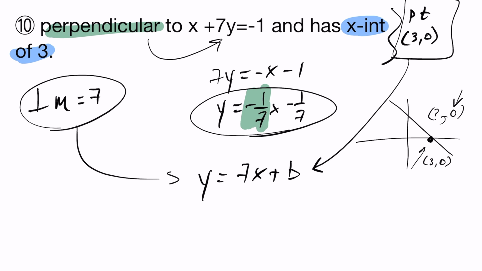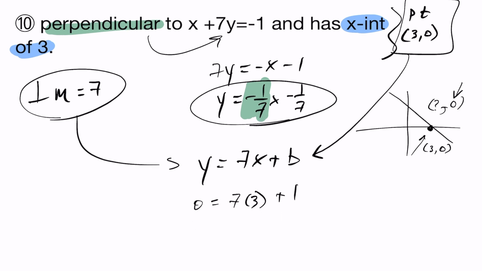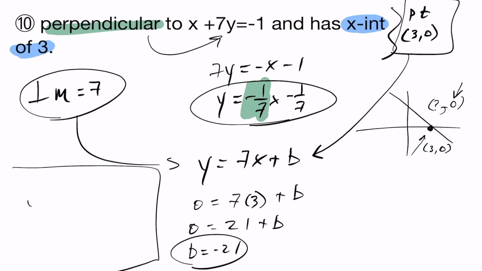So I'm going to go ahead and substitute that point in. I'm going to replace the y with a 0 and the x with a 3, and I'm going to solve for b. So you get 0 equals 21 plus b, in which case you get b is minus 21. So putting this all together, I get y is 7x minus 21. And now I am in slope-intercept form. Let's take a look at another.